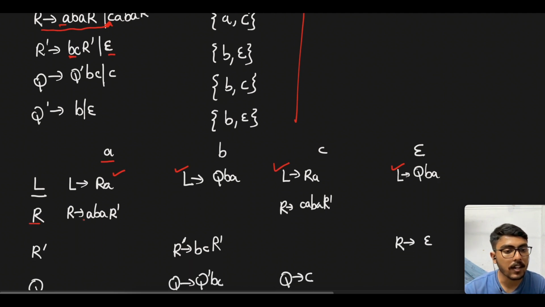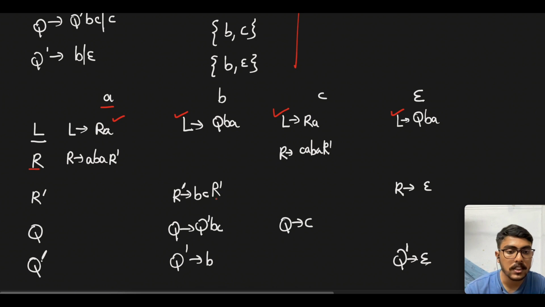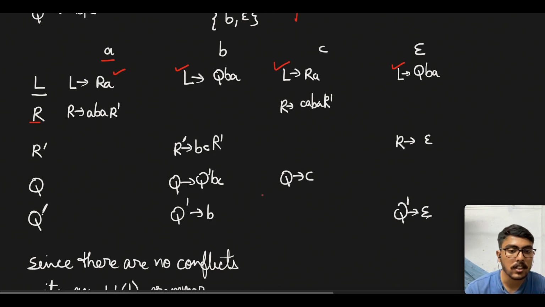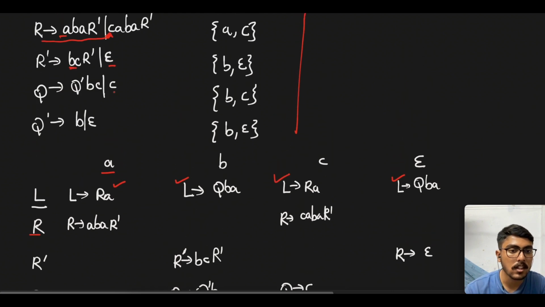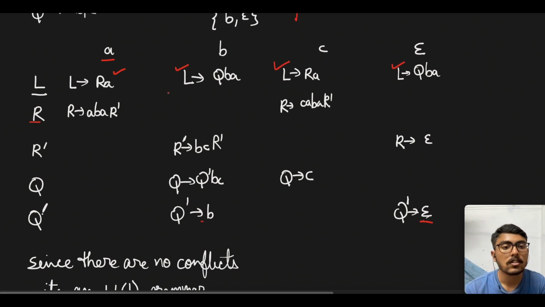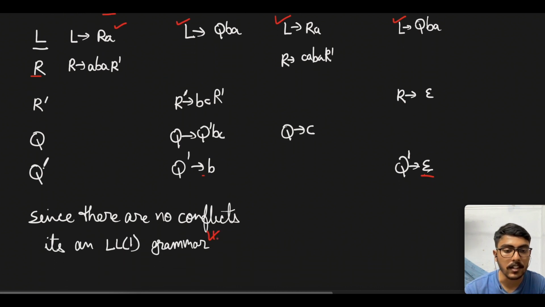Then again for R, we will have R to A in the column of A, because A comes as the first of R, and here CABAR dash in the column of C. Next in R dash, we will have R dash to BC R dash in B, and R dash to epsilon in the epsilon column. Similarly, we will calculate the others like Q to Q dash BC for B, and for C we will have just C only in this production. Then Q dash has B and epsilon. So this is the table. Since there are no conflicts, it is an LL1 grammar right now.